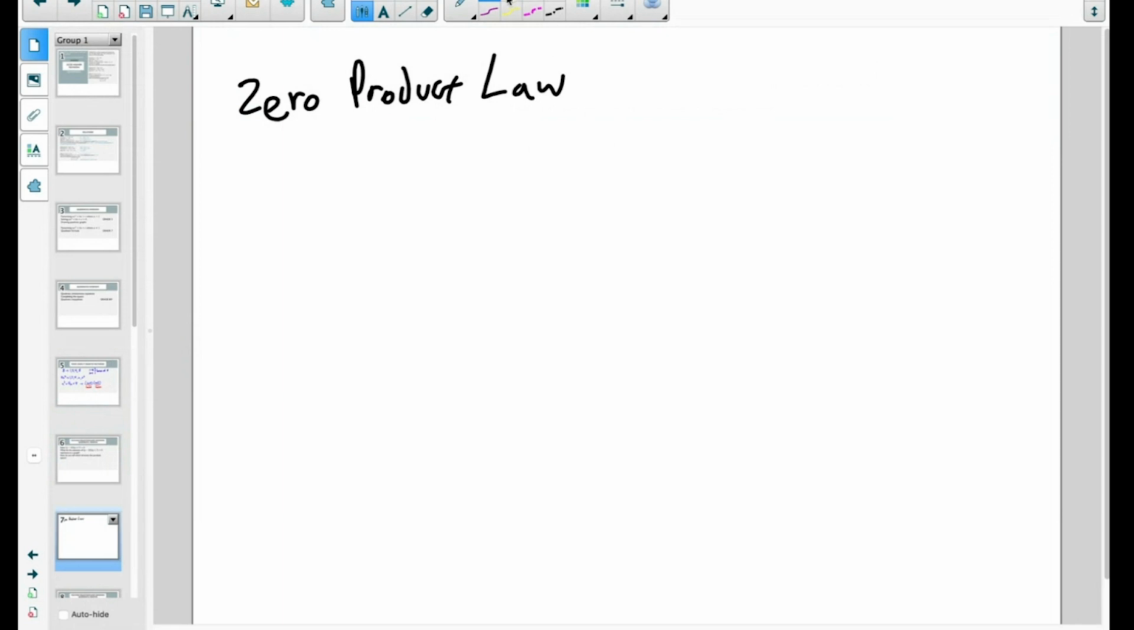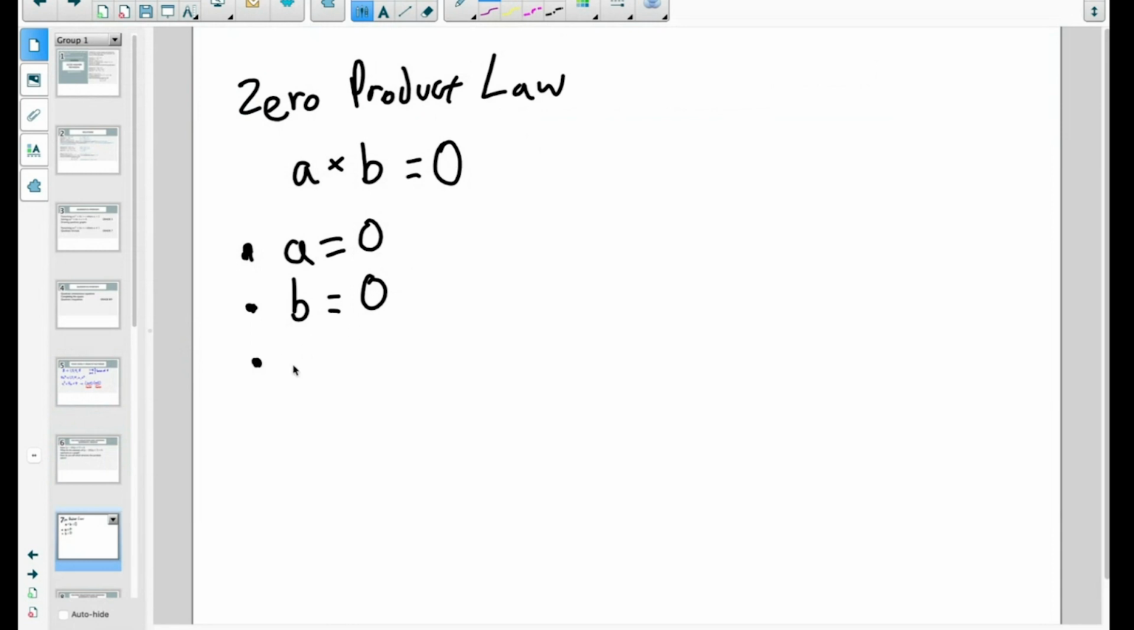So when we think about the zero product law, really what it states is that if I have some factor a times b, and that's equal to 0, then one of 3 things is true. Number 1 is a must be equal to 0, because 0 times b is 0. Second thing is b has to be equal to 0 because a times 0 is equal to 0.